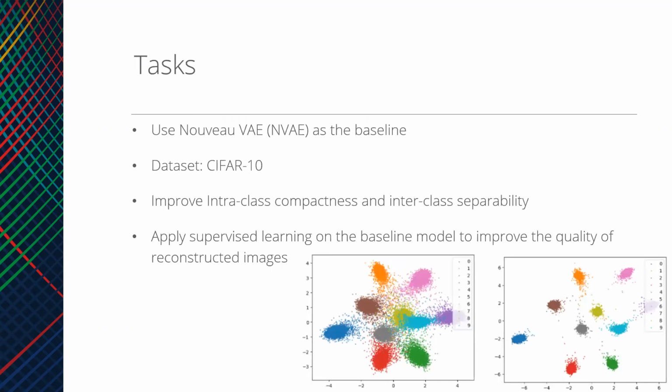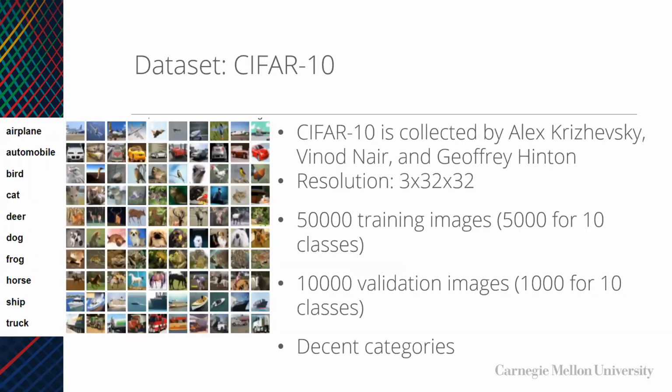So our task here is to use NVAE as a baseline. We use CIFAR-10 as a data set. By applying supervised learning, we can improve the compactness and separability. So from the better clustered data, we can reconstruct better images. This is the data set we use. We used CIFAR-10 as a data set because the categories here are clearly labeled.